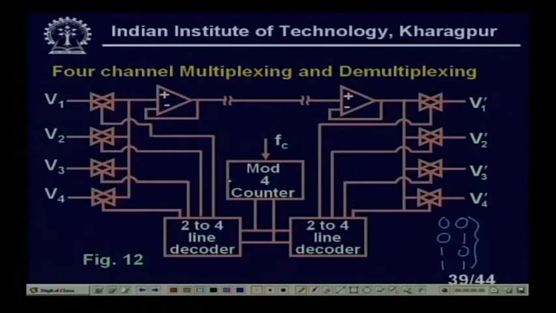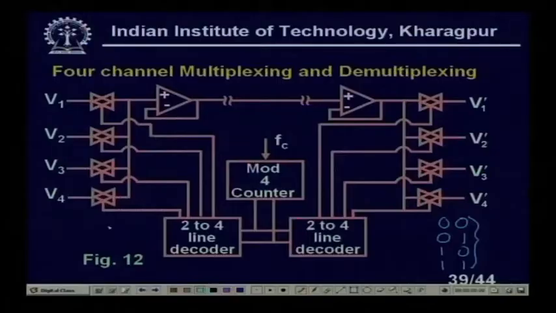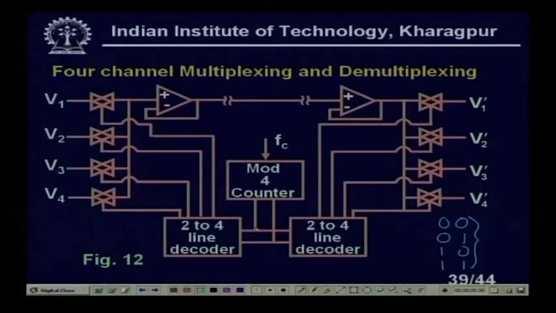Now, the question: where is the saving? Saving will be there if the number of lines is more. Suppose I have 12 lines, 12 different sensors. In that case, how many lines are necessary? For 12 different sensors, I need 4 lines for selection and 1 line for the signal. So 5 lines, and I am saving 7 lines, 7 cables in that case. That is the advantage of multiplexing and demultiplexing, right.